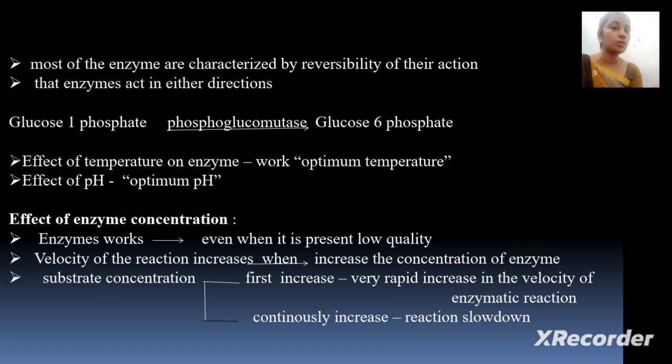Next, the effect of temperature on enzyme work: the enzyme will work only at its optimum temperature. The effect of pH: the optimum pH is specific and unique for each particular enzyme. All enzymes act at their optimum pH. Effect of enzyme concentration: the enzyme works even when it is present in low quantity, and the velocity of reaction increases when the concentration of enzyme increases. Substrate concentration: at first, as substrate concentration increases, there is a very rapid increase in the velocity of the reaction. With continued increase, the reaction slows down.